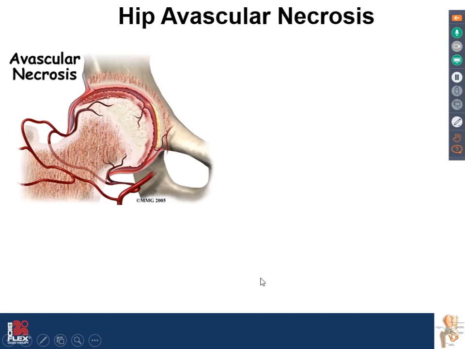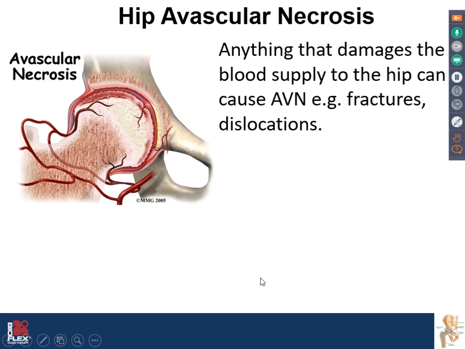Hip avascular necrosis or AVN. The issue here is decreased blood supply to the actual head of the femur. And I mentioned earlier the blood supply of these three arteries that supply that area. So there's only limited blood supply. When one or more of these arteries are damaged, either through trauma or disease processes, then the ability of the bone cells to thrive is decreased, and you'll get eventual deterioration of the hip itself.